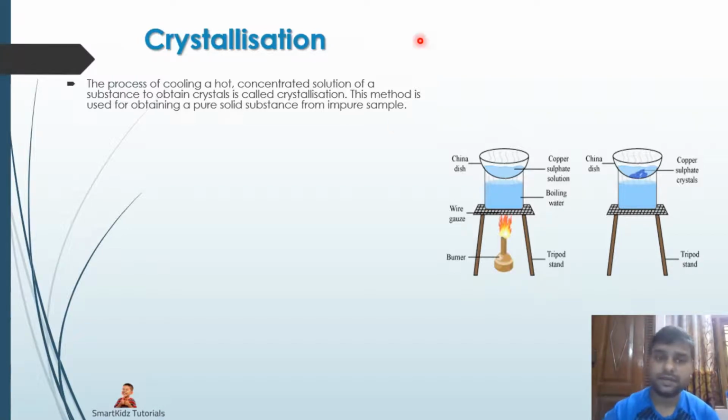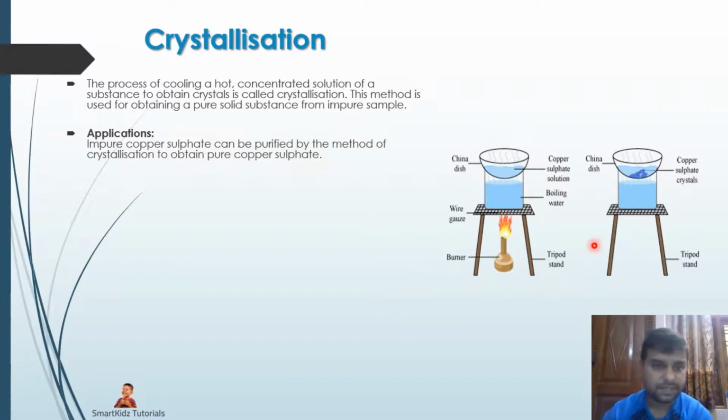So see over here, it doesn't refer to boiling. It says the process of cooling a hot concentrated solution. So it just has to be hot enough so that we get our crystals. And when do we get our crystals? When this copper sulfate solution, which we have heated now, cools down. And as it cools down, we get these crystals forming in the china dish, in this vessel.